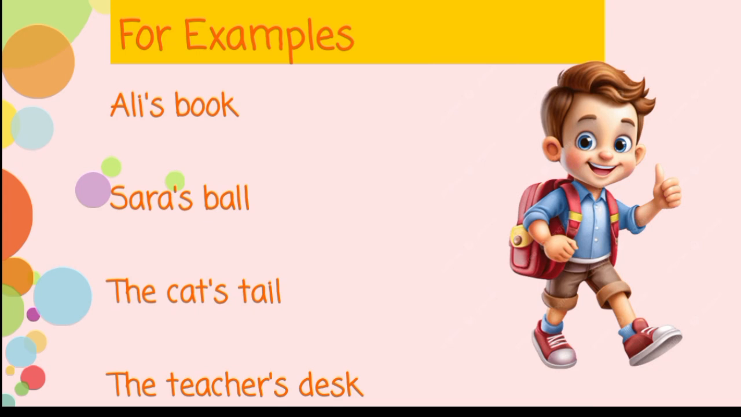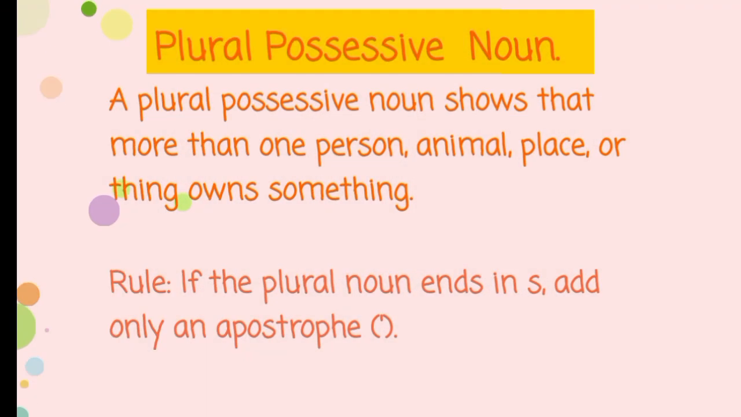The cat's tail. Here the tail belongs to the cat. Our cat owns the tail. So here again we have used apostrophe s. The teacher's desk. Here the desk belongs to the teacher, so we have used apostrophe s. So we use apostrophe s for a singular possessive noun and it will show possession. For example, Ali's book, Sarah's ball, the cat's tail, the teacher's desk.